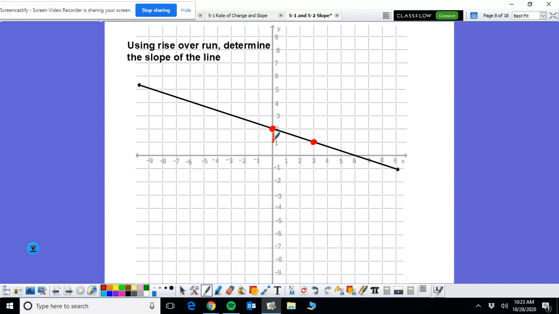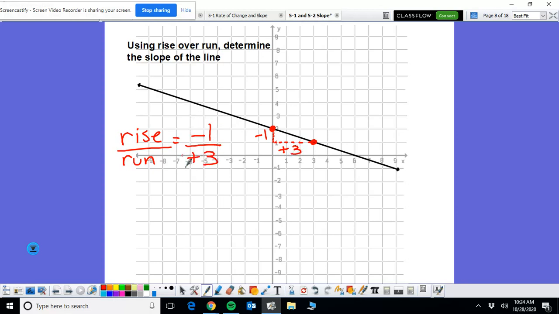Now, since I went down, that is a -1 for my rise. So my rise is equal to -1. That's my change in y. Now my change in x, or my run, how many blocks? 1, 2, 3 blocks I have to travel to the right. To the right is a +3. So my rise is -1.